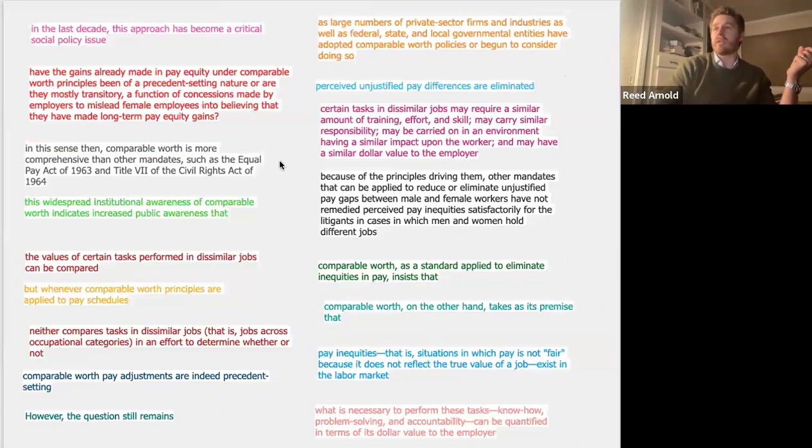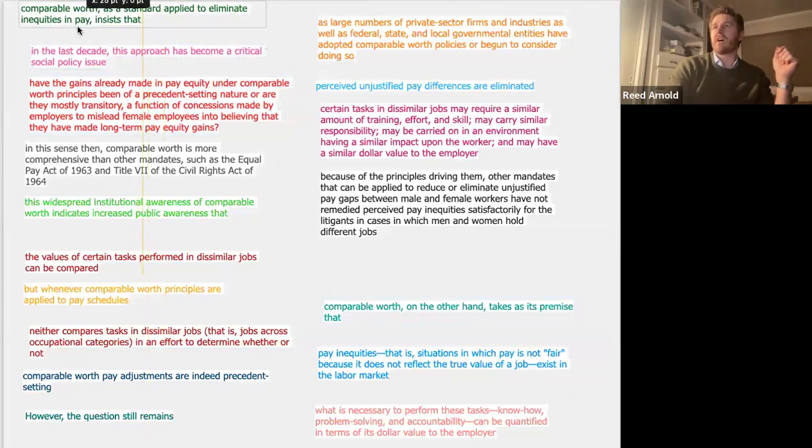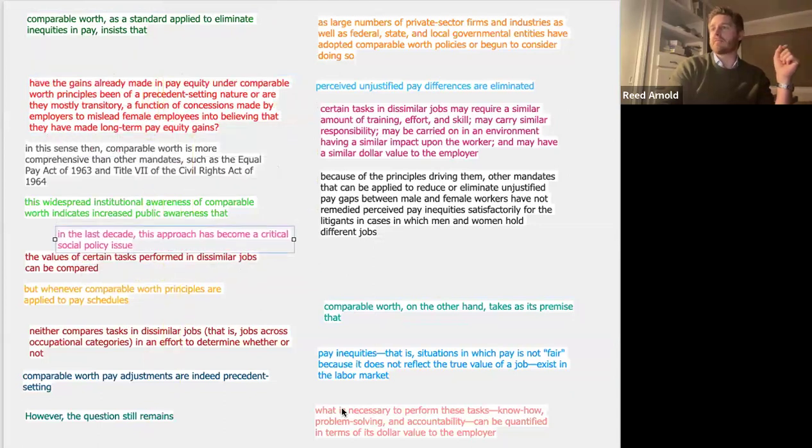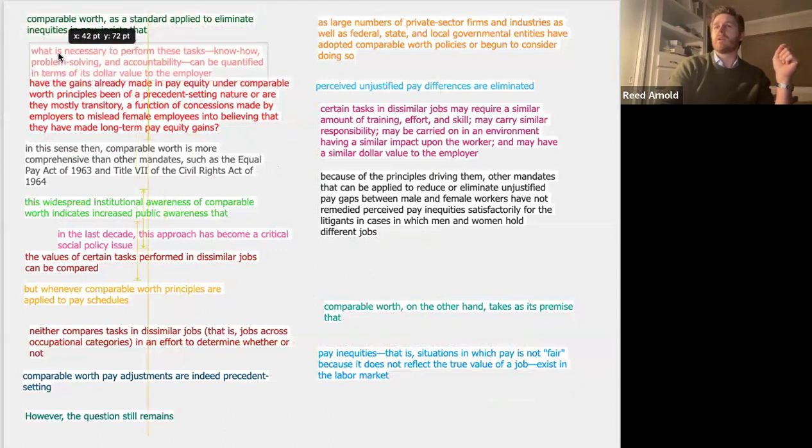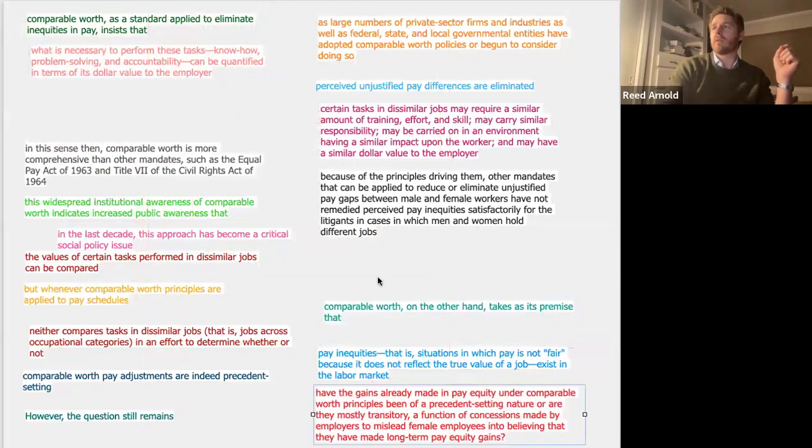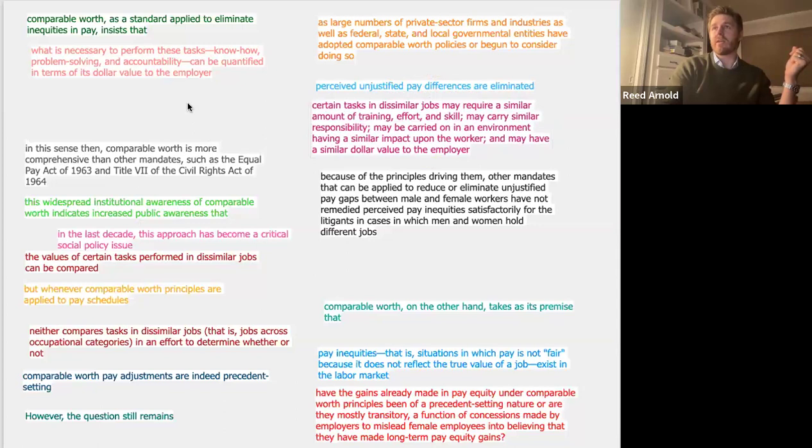I never determined what I thought the first sentence is. I think it's going to be one of these. I think we're going to start with talking about what comparable worth does. So let's say it's this: comparable worth as a standard to eliminate pay inequity insists that what is quantified, I feel like it could be that this purple one as well. I really don't have a good sense of that.